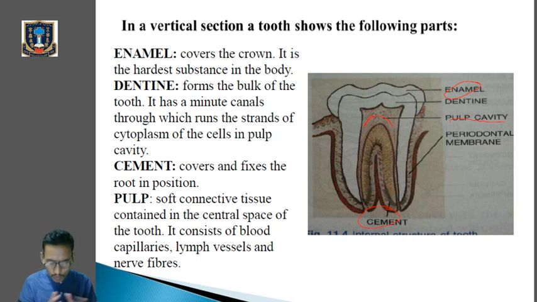So today we have just finished the structure of a tooth. We have gone through dentition, where we learned about the different types of teeth along with their functions: incisor, canine, premolar, molar. Then we learned about heterodont and homodont, then the dental formula of the child, the adolescent, and the adult. Then we went through the structure of a tooth and the vertical section of a tooth. So this much for today.